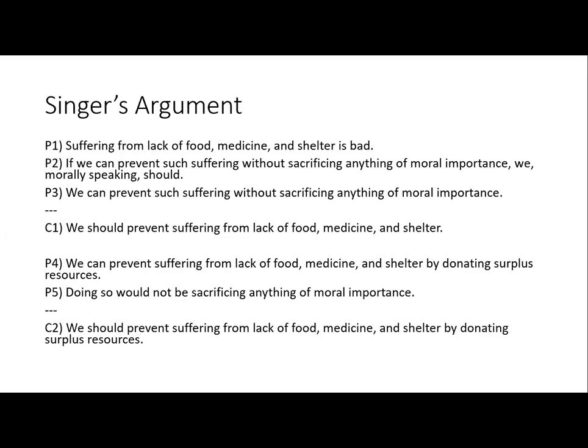Yes. Okay. The second part of the argument, or the second argument in this really big argument, is something like this. We can prevent suffering from lack of food, medicine, and shelter by donating surplus resources. That's like the money you'd spend on coffee or whatever. Premise 5, doing so would not be sacrificing anything of moral importance. And then our second conclusion, we should prevent suffering from lack of food, medicine, and shelter by donating surplus resources.